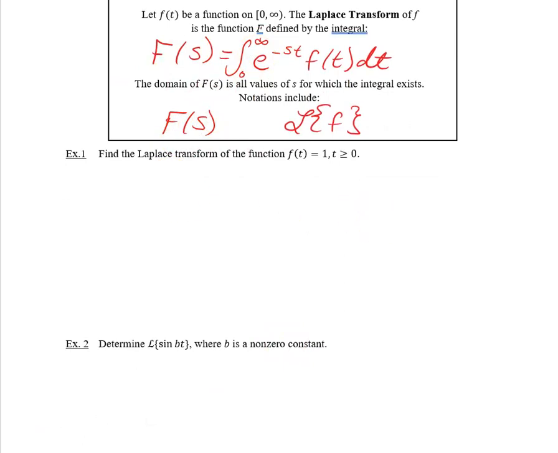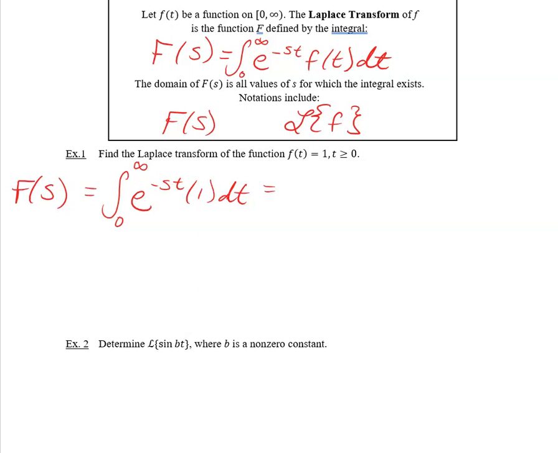So the first one says, find the Laplace transform for the function f of t equals 1. So we're just looking at the constant function 1. And I'm going to go ahead and set it up using the definition. So F of s, we'll use the capital F for right now. It's going to be the integral from 0 to infinity of e to the negative st, and then f of t is just 1.